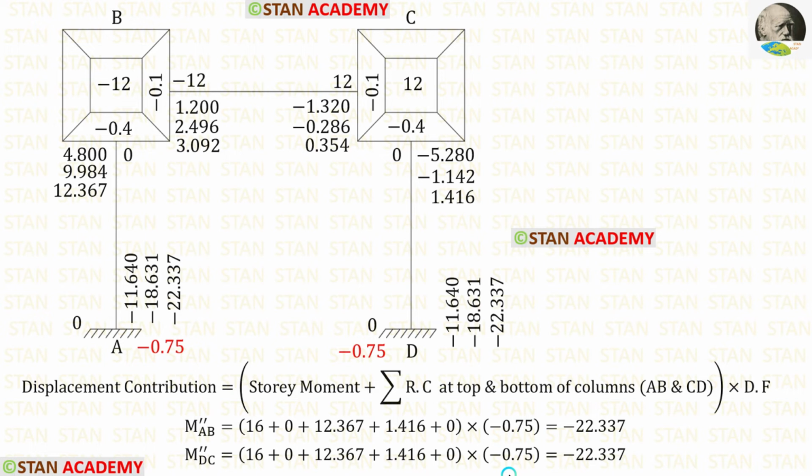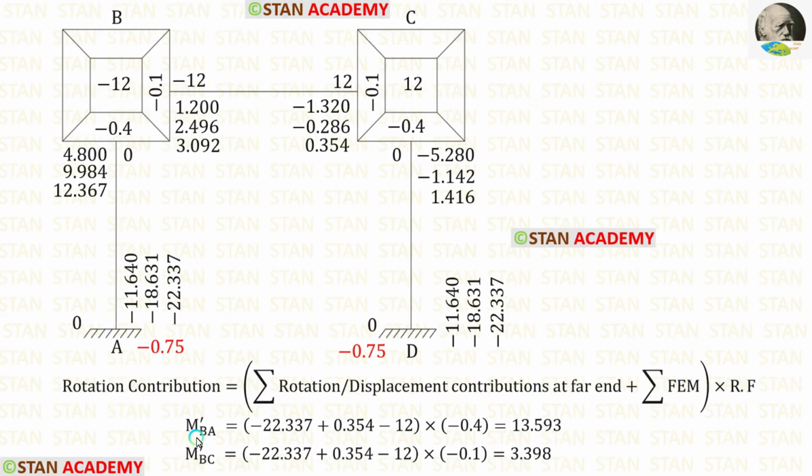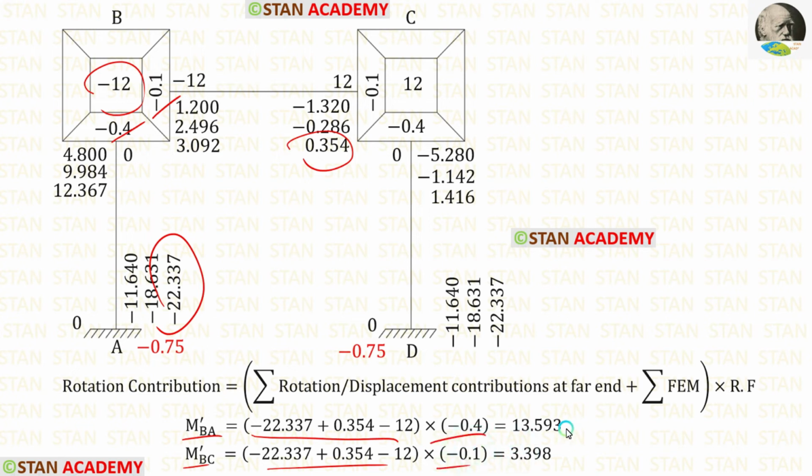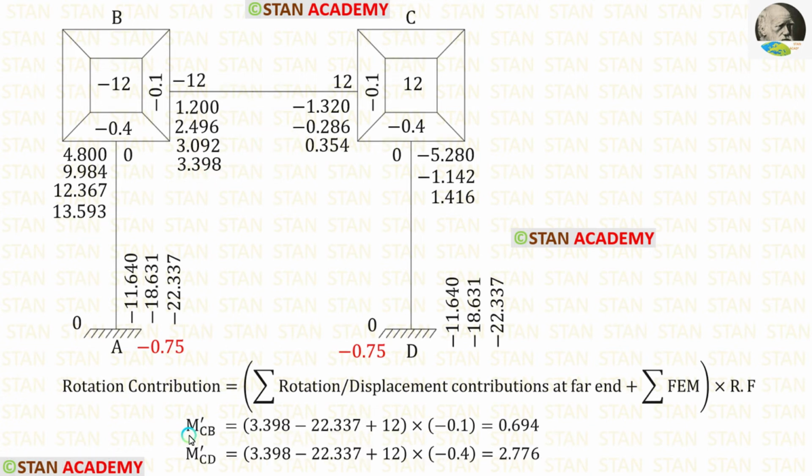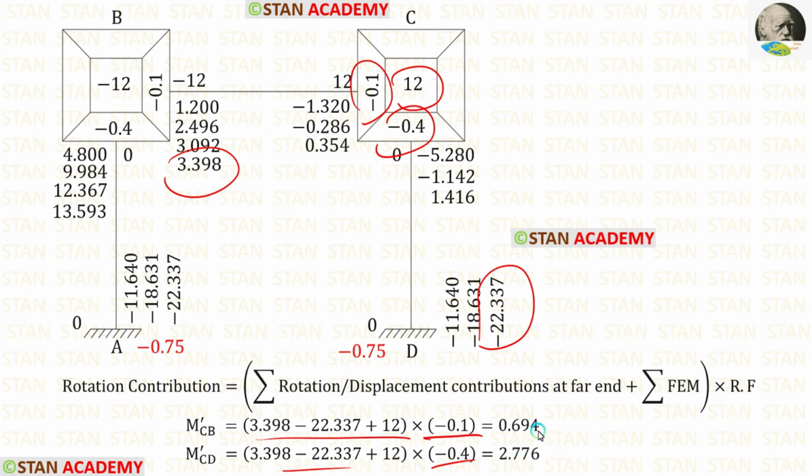Let us start the fourth iteration. Let us find m dash BA and m dash BC. For that, we have to add these three values and then multiply with the rotation factors. After the calculation, we are getting m dash BA and m dash BC. Let us enter them. Now let us find m dash CB and m dash CD. For that, we have to add these three values and then multiply with the rotation factors. After the calculation, we are getting m dash CB and m dash CD.